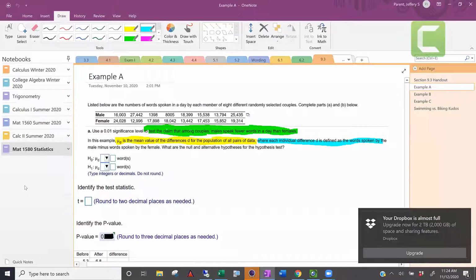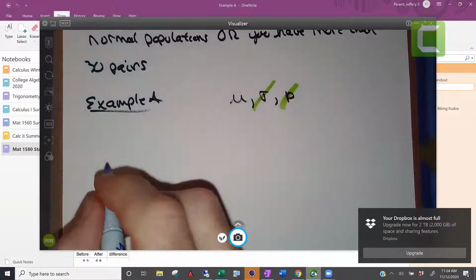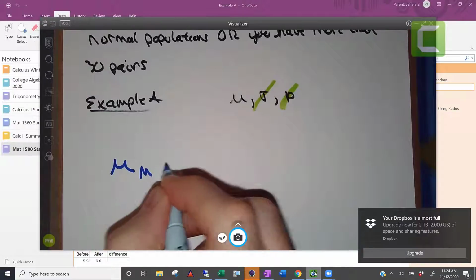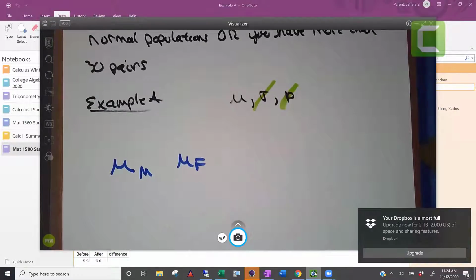Now, a little bit more here. We've got 2 different samples, data from males, data from females, but they're the same couples. So somehow or another, we're thinking that they might be related to each other. Okay. So let me throw out a version of a hypothesis, and it's based on that sentence we have there in green. Test the claim that amongst couples, males speak fewer words than females. Well, I'm going to use mu, and I'll do mu sub m, males, and mu sub f, females.